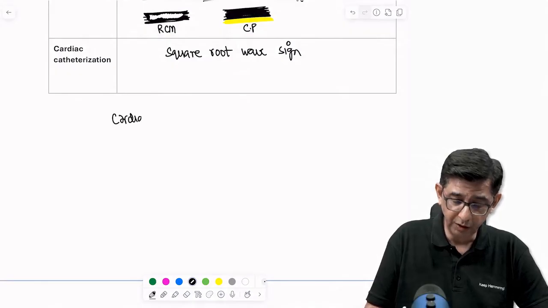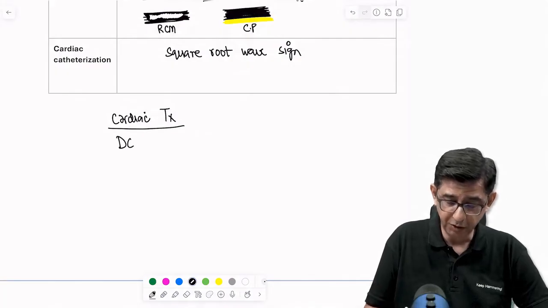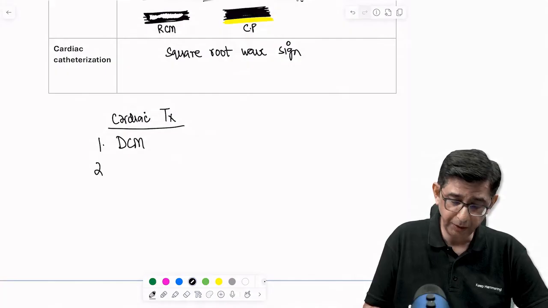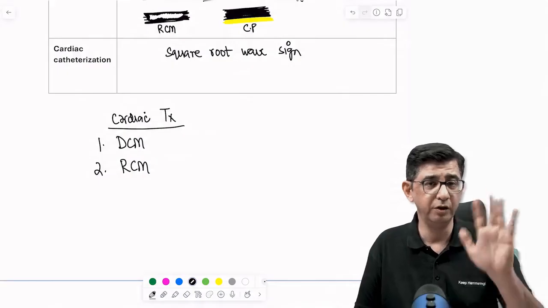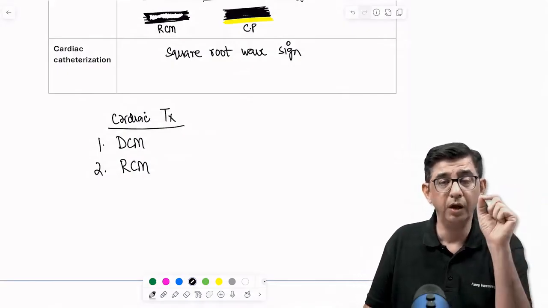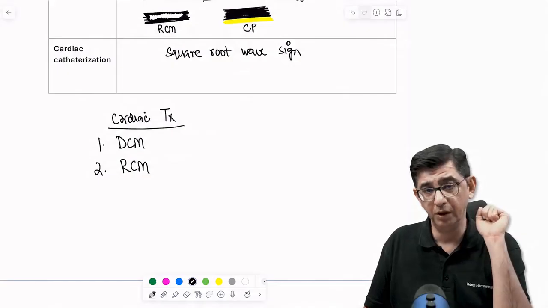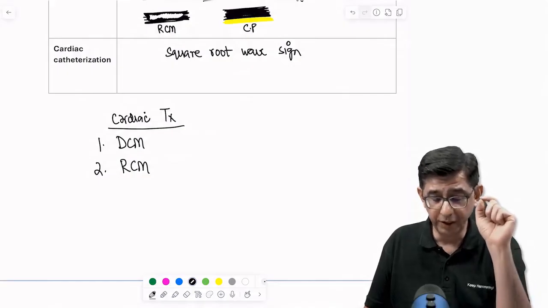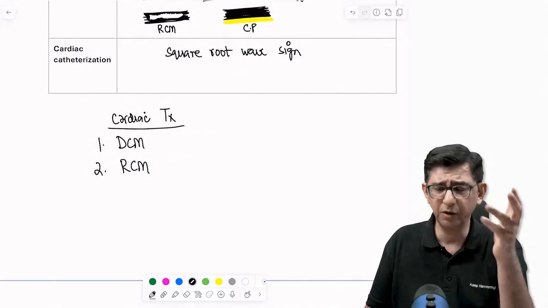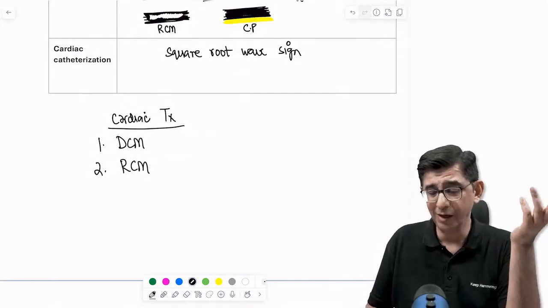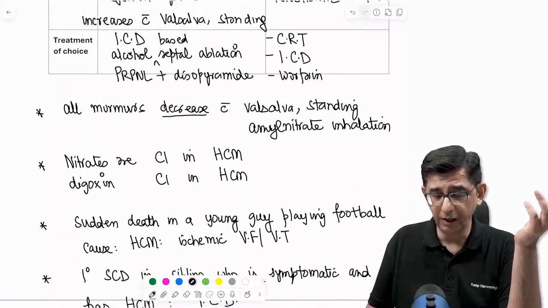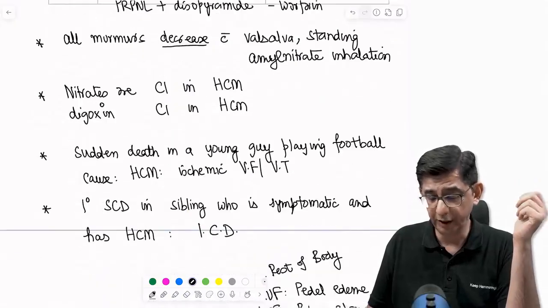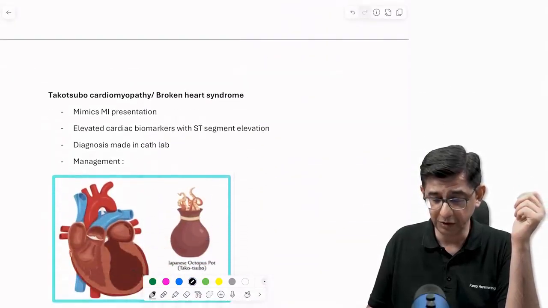We don't do a cardiac transplantation in hypertrophic cardiomyopathy, but cardiac transplantation is the best way to treat patients of both dilated and restrictive cardiomyopathy. Cardiac transplantation is not required for the hypertrophic variety of cardiomyopathy, because there it is a muscle problem. So rather ICD, alcohol-based septal ablation, and drugs like propranolol and disopyramide are the kind of approaches that I can be using for these patients.